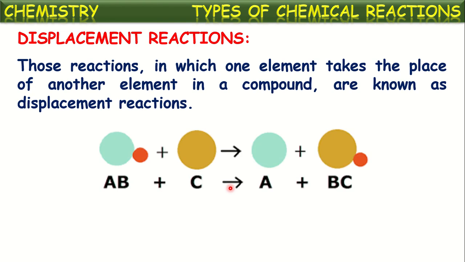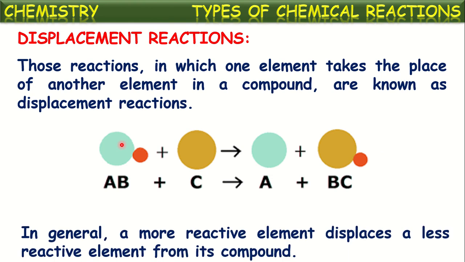See here, when an example is given, AB is a chemical compound. It is combining with an element C. Now, here C replaces A and forms a new compound BC. So, here C replaces A. Such kind of reactions in which one element replaces another element from a compound are called chemical displacement reactions.